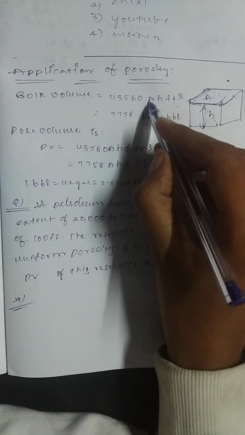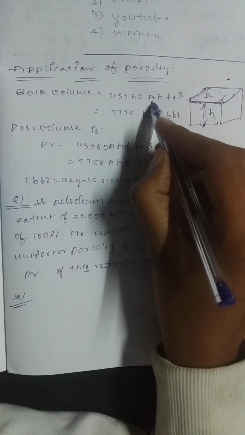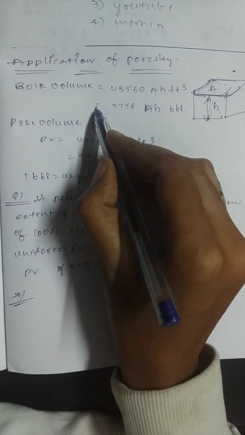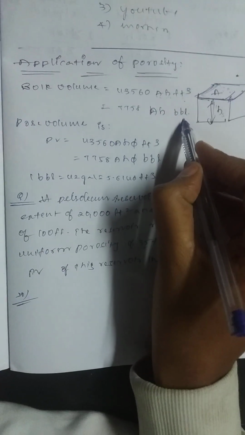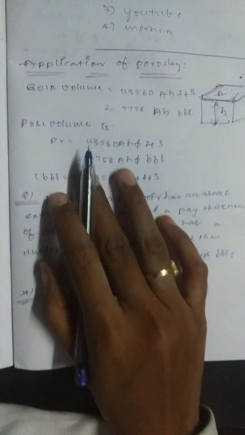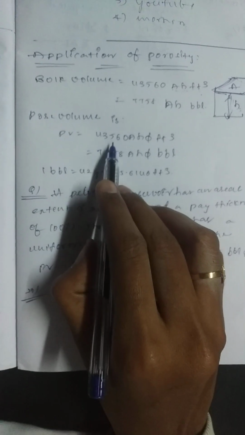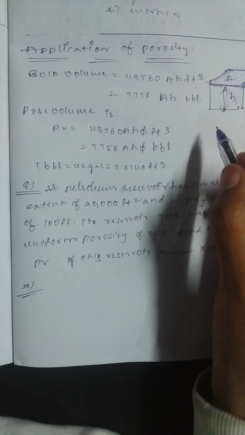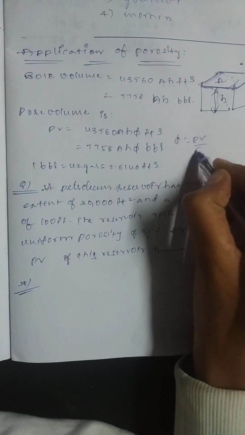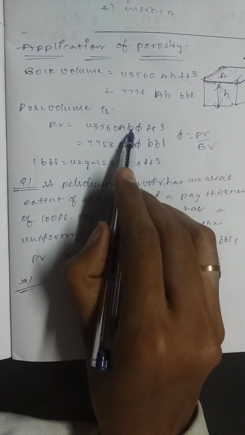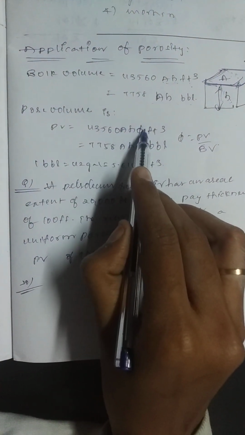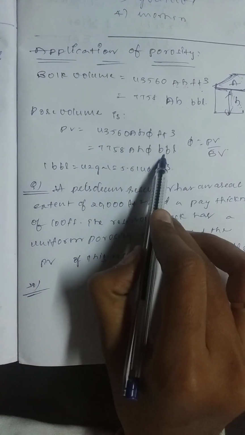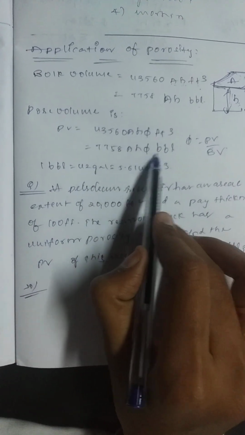This is in terms of feet cube, where area should be taken in feet square and H in feet, and it is also equal to 7758 AH in barrel. Then the pore volume is 43560 AH phi in feet cube, where phi is porosity, and phi is equal to pore volume by bulk volume. So bulk volume into pore volume by bulk volume gives us the pore volume. Similarly, in terms of barrel, we get 7758 AH phi barrel.